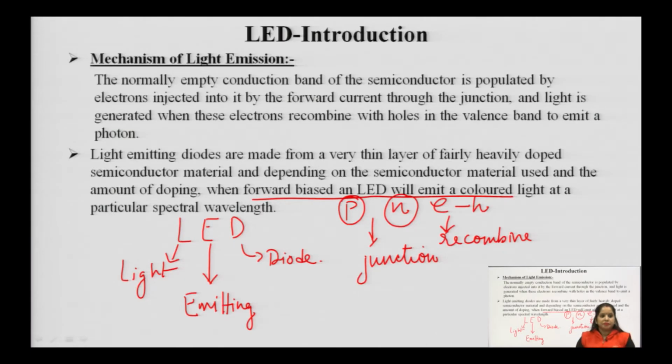What does it mean? The light emitted by the LED depends upon the amount of doping. Doping means that when the semiconductor exists in the intrinsic form and we add certain elements to it, it becomes extrinsic, and adding something to it is known as the doping process. So, a heavily doped semiconductor material depends upon the doping and the type of semiconductor material used. Which type of semiconductor material is used decides the color emitted by the LED.